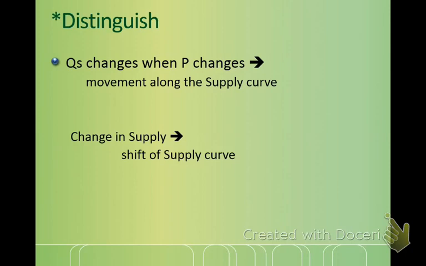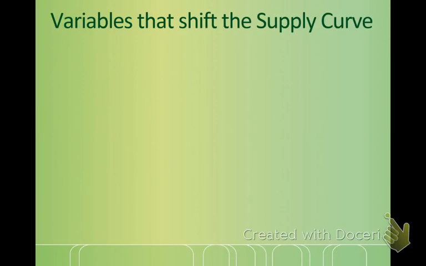Got it? All right. Variables that shift the supply curve. We'll use the acronym EAT. And E is cubed because there are 3 things that can go with E. So demand is TIRES, supply is EAT.